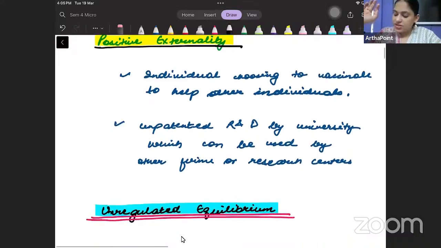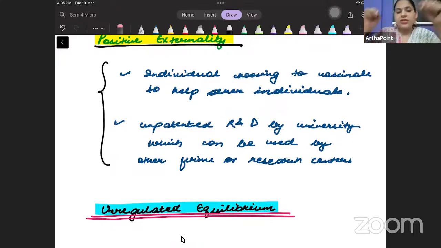Okay. Now, beta, these are some examples of positive externality. So the first example of positive externality will be when during COVID, people were vaccinating themselves. So when I was vaccinating myself, it means that there are less chances of me getting COVID. If I have less chance of getting COVID, there is less chance I will spread COVID also. So I am helping other individuals also positively, क्योंकि अब मैं कम COVID spread कर पाऊंगी, right? So that is a positive externality.